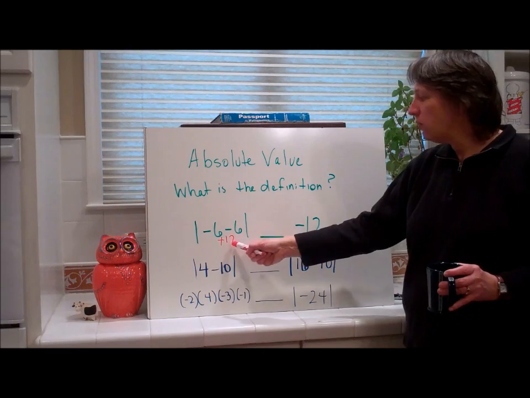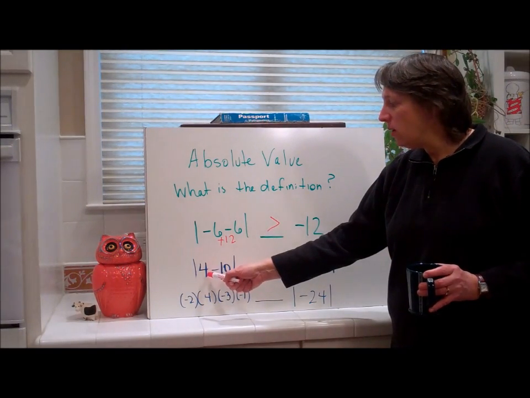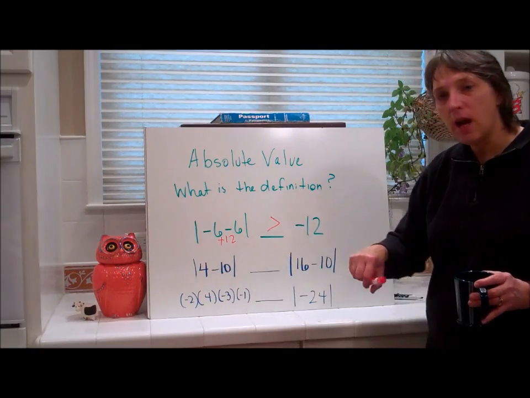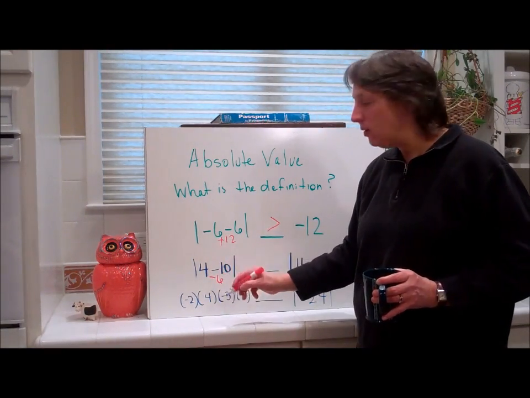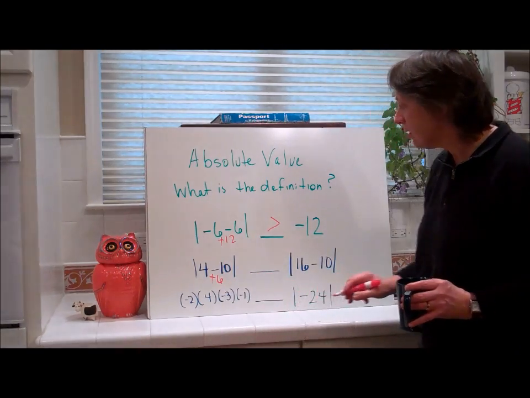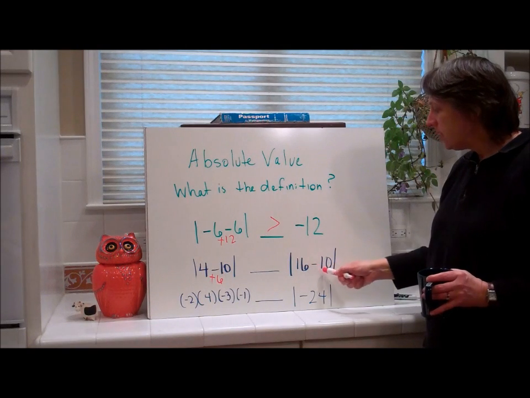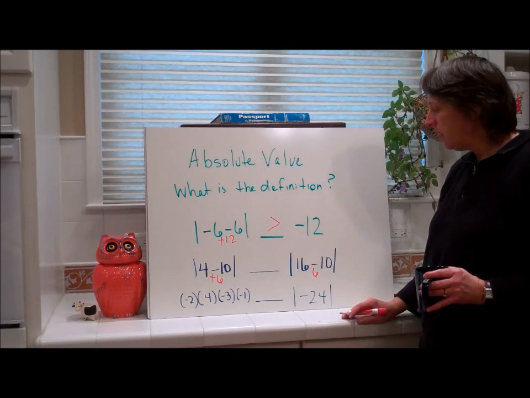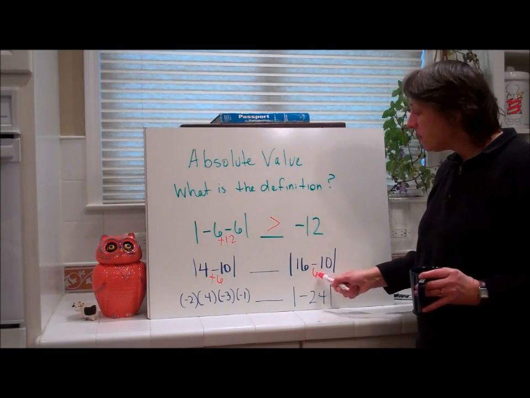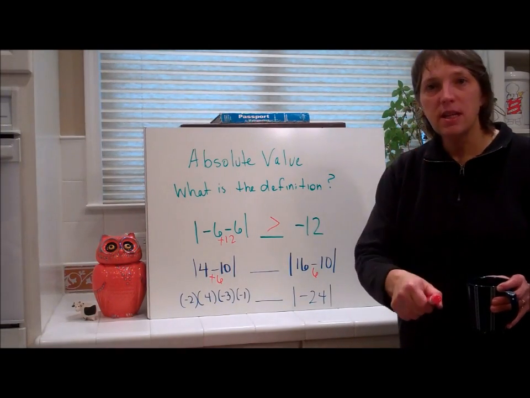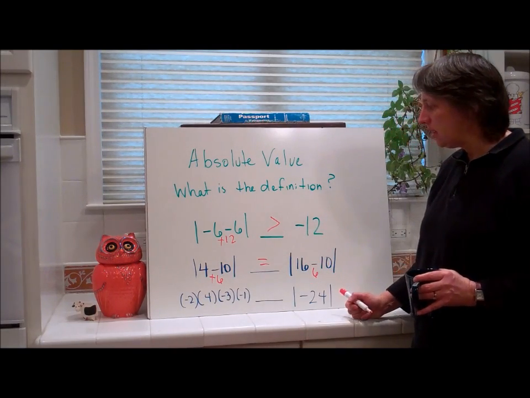This is -12. 12 is greater than -12. Absolute value of 4 minus 10. We go inside. 4 minus 10 is -6. The absolute value of -6 is +6. That's my work. I have to show that on the test. 16 minus 10 is 6. And the absolute value of 6 is 6. So it becomes equal. 6 is equal to 6.